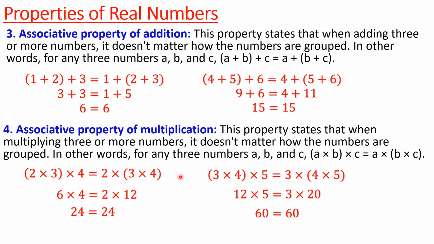So what it's basically saying is that it doesn't matter how you group them. When you're multiplying, you still get the same answer. Understand me? Where's Reagan?